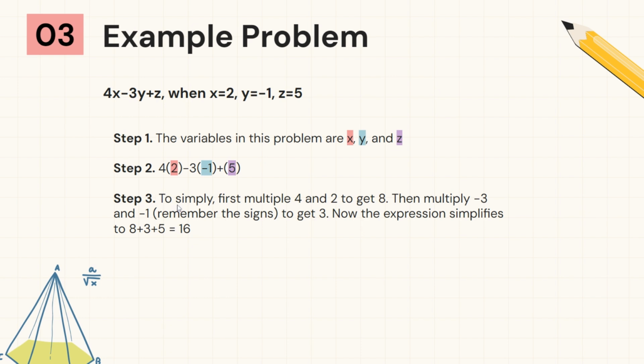Step 3. To simplify, multiply 4 and 2 to get 8, then multiply 3 and negative 1. Remember the signs to get 3. Now the expression simplifies to 8 plus 3 plus 5 equals 16.